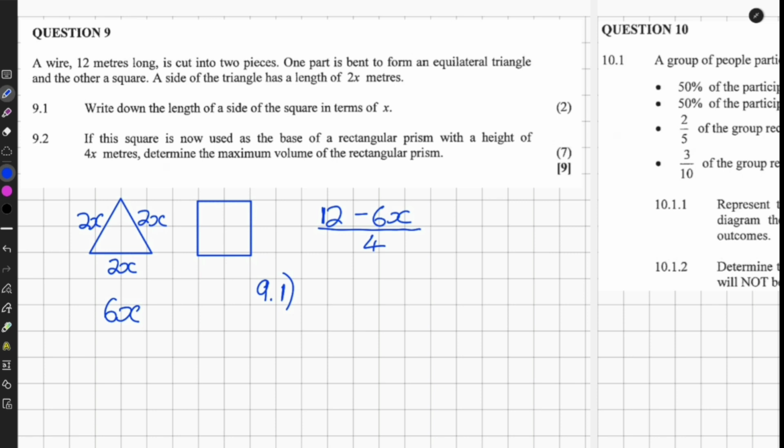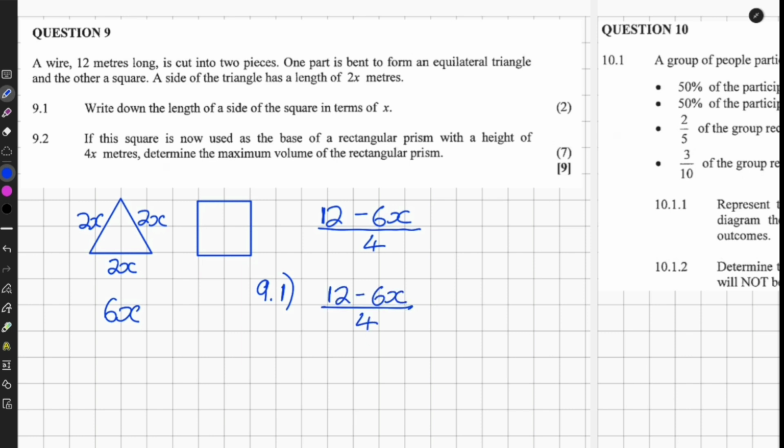Now remember, I can't assume that x is 1 and just say, okay, it's 12 minus 6, so there's 6 left. You must use the x, because x might as well be a half or 3/4 or something else, and then it won't just be 6 meters. So I said 12 minus 6x is what's left. I am bending that into a square, so that's why I divided by 4. So the answer, 12 minus 6x all over 4.